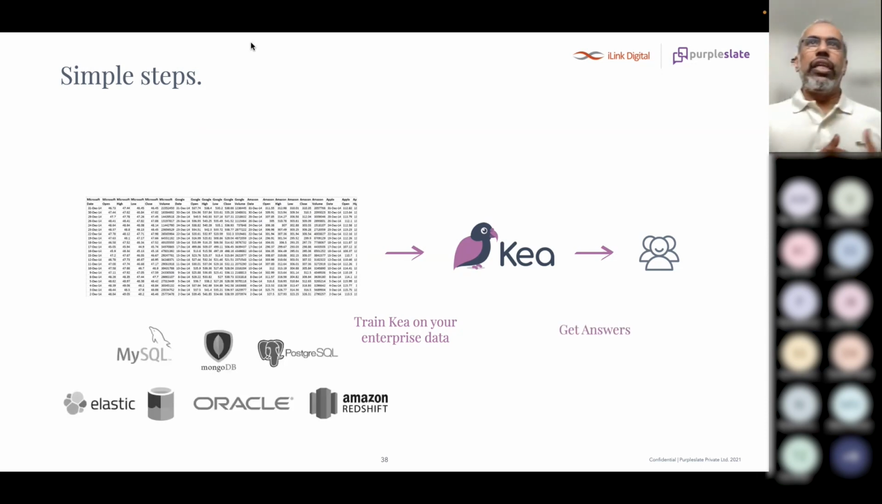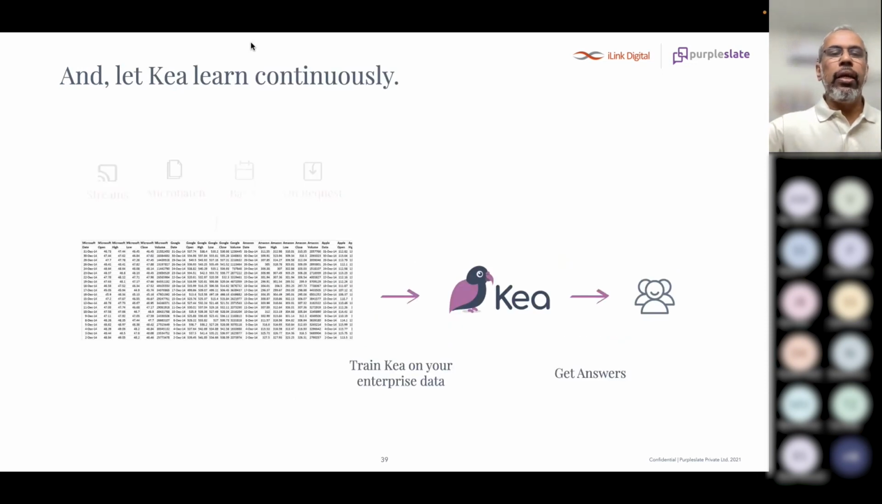The data can come from many sources. You have all kinds of database technologies these days, and we support any of these very popular data sources, from MySQL and popular relational databases to NoSQL document stores, across different platforms. Wherever your data is, you would be able to source the data, build data pipelines, and train Kia on this. And then it lets you get answers on these.